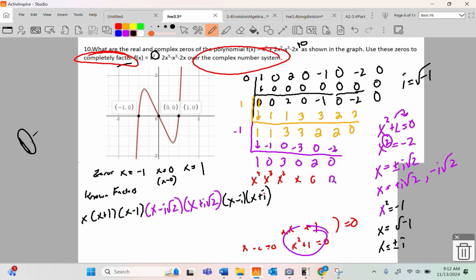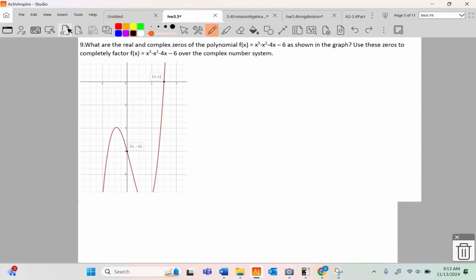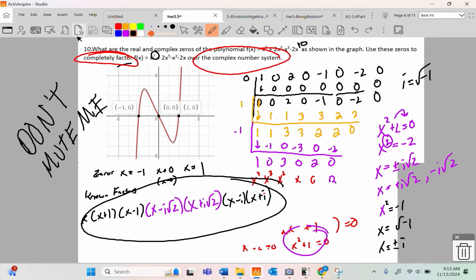And again, don't mute me. Don't mute me. There's instruction going on. You're watching this video because you don't know what to do. Don't mute. Don't blindly copy. By the way, you'll notice 7th degree polynomial. 1, 2, 3, 4, 5, 6, 7 factors.